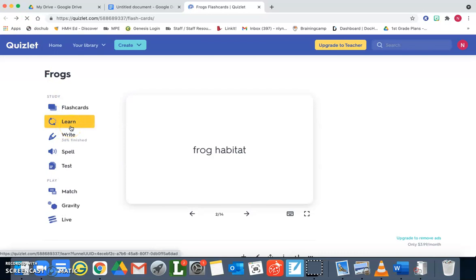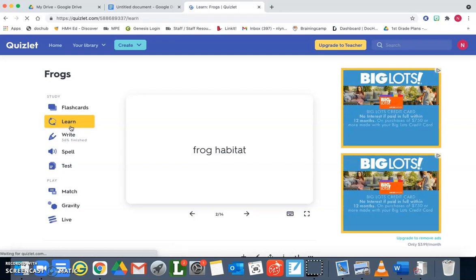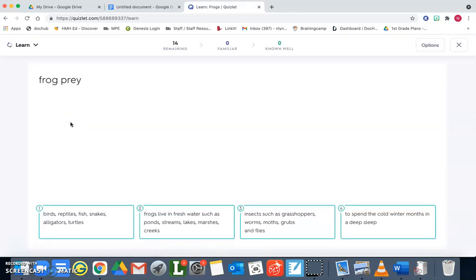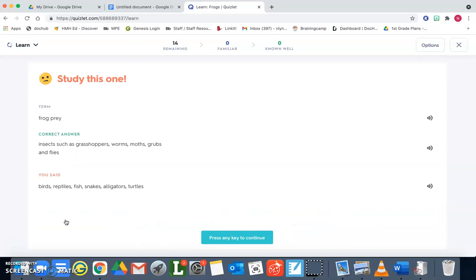Another mode that they have here for studying is the Learn mode. In the Learn mode, it gives you a term and there are multiple choice answers on the bottom that you need to select. So here, frog prey, they would look for which of these responses matches frog prey. Here I'm going to click on it, and here it says study this one, you got the wrong answer, and then it gives you the correct answer. So it tells you what frog prey is.